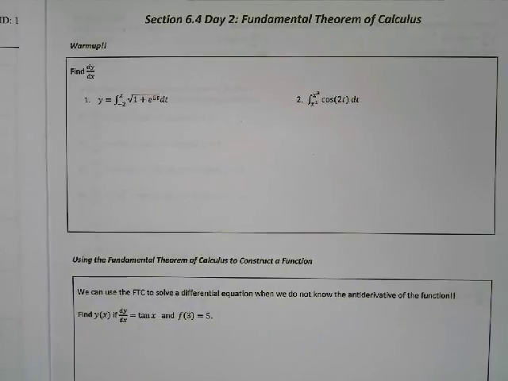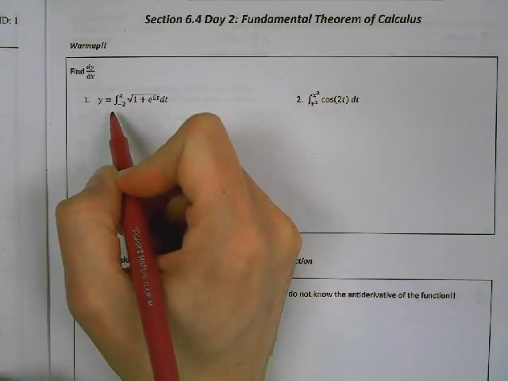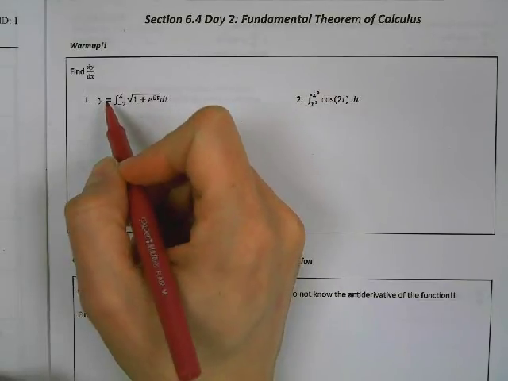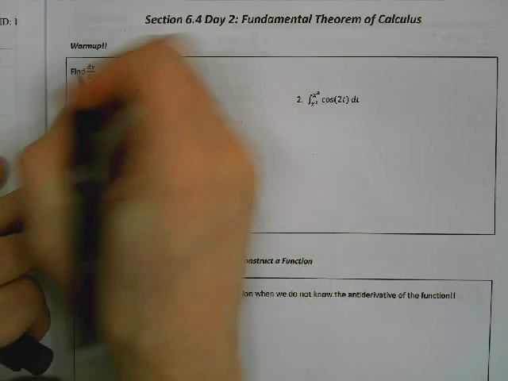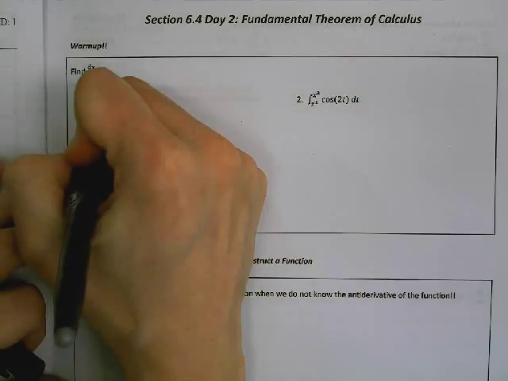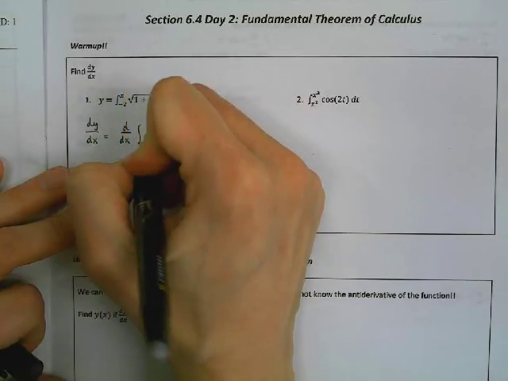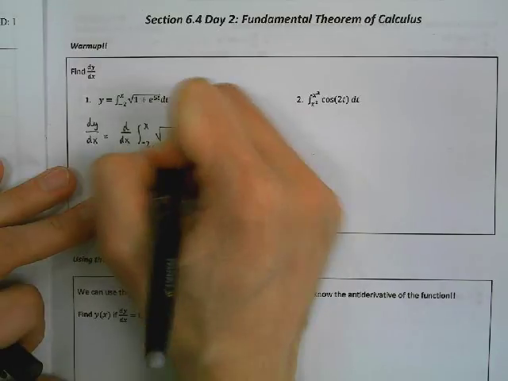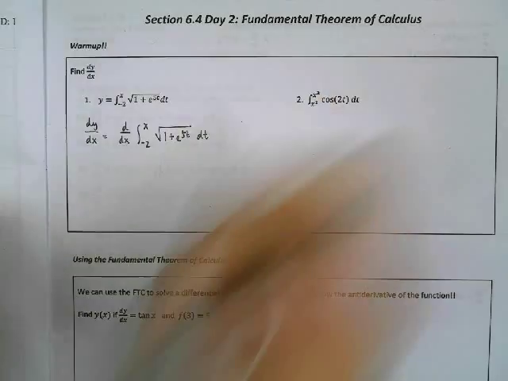Okay, so for number 1 and 2, our directions are to find dy dx. And so now the basic idea, if you remember with the fundamental theorem, is that if we're finding the derivative of an integral, we know that those are inverse processes. So essentially they're going to cancel each other out. So for number 1, if I want to find dy dx, that's just taking the derivative with respect to x of this integral from -2 to x of the square root of 1 plus e to the 5t dt.